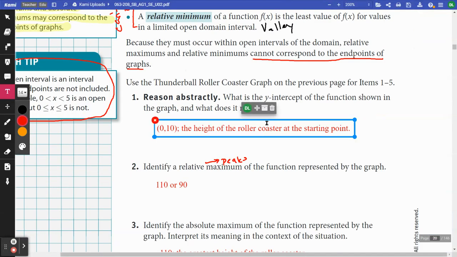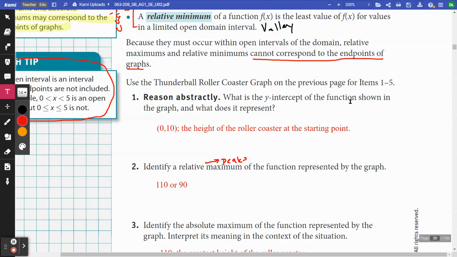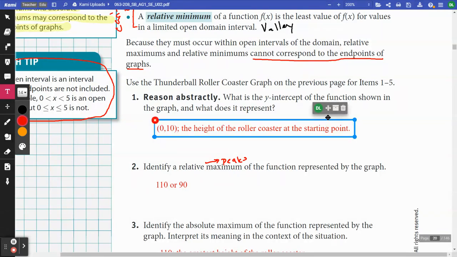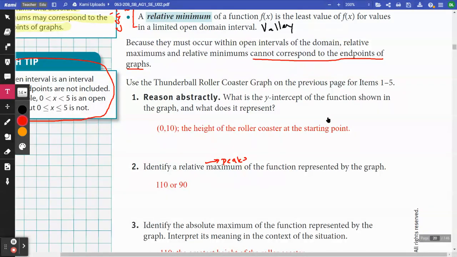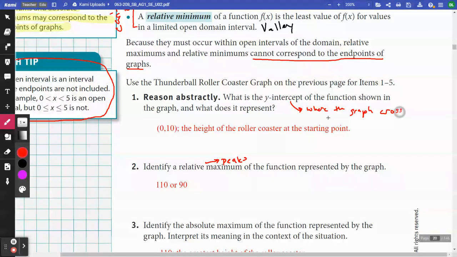All right, let's talk about number 1. Number 1 says, what is the y-intercept of the function shown in the graph, and what does it represent? What is the y-intercept? The y-intercept is where the graph crosses the y-axis. Okay? Remember in math, if you don't know what something is, you need to keep writing the definition until it gets ingrained. It's where the graph crosses the y-axis. Write it until it becomes ingrained in your mind.